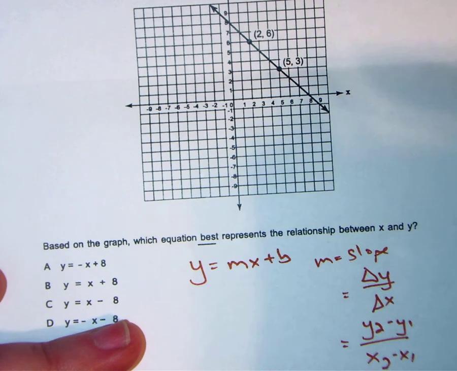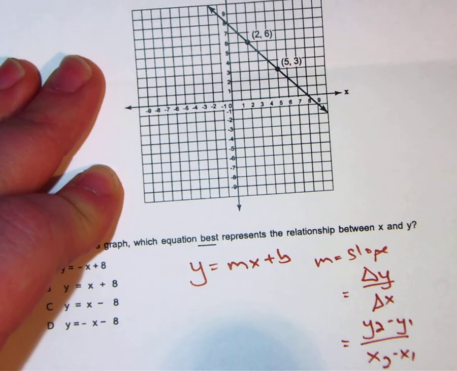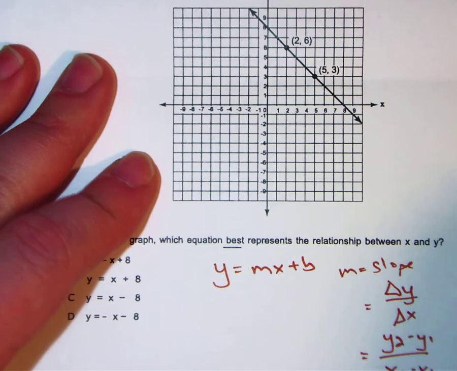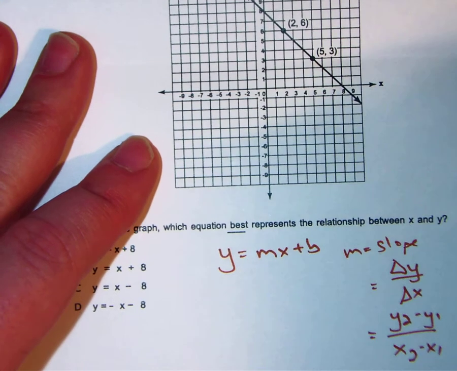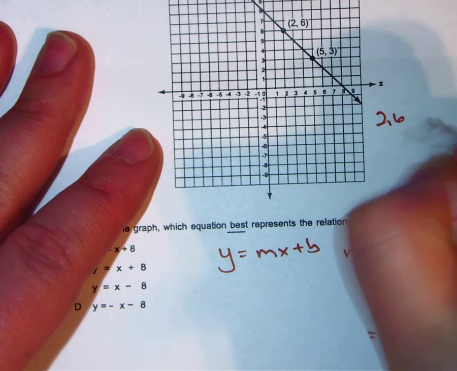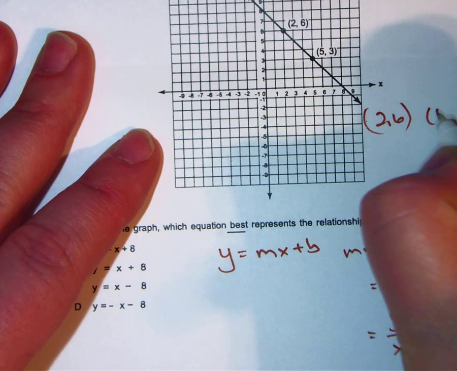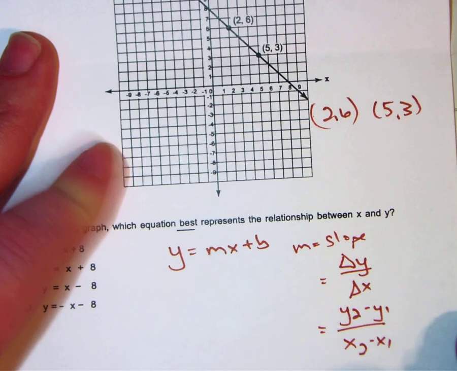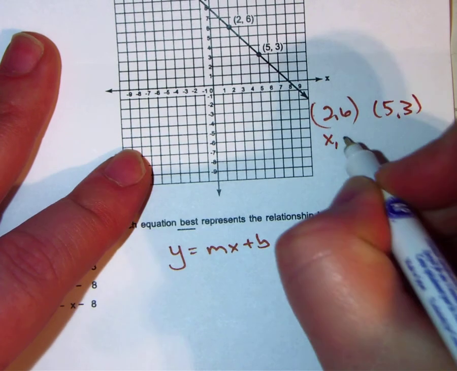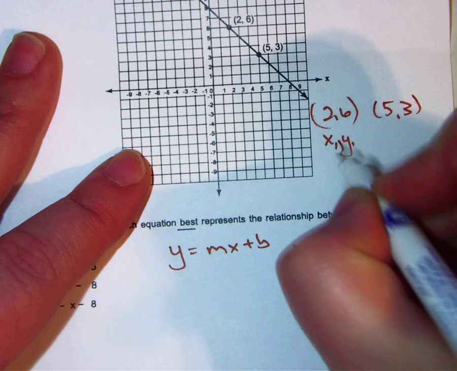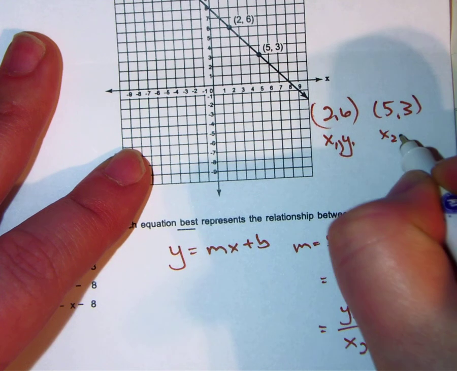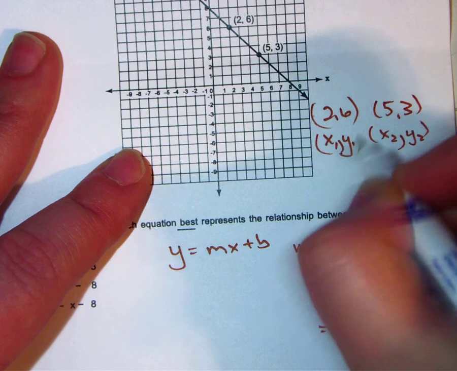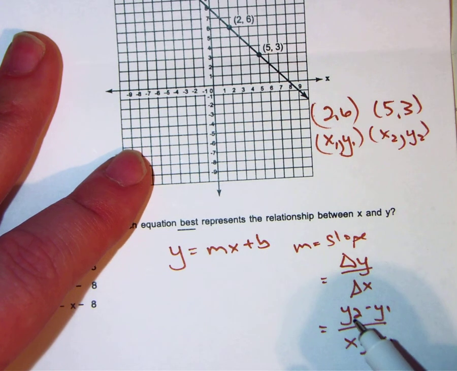Okay, so I have my x's here, let me move this up so I can see if you can see it. Okay, so you've got a 2 and a 6. And a 5 and a 3. So I'm going to go ahead and label this underneath here. This will be x1, y1. This will be x2, y2. Okay, so we've got y2 is 3.